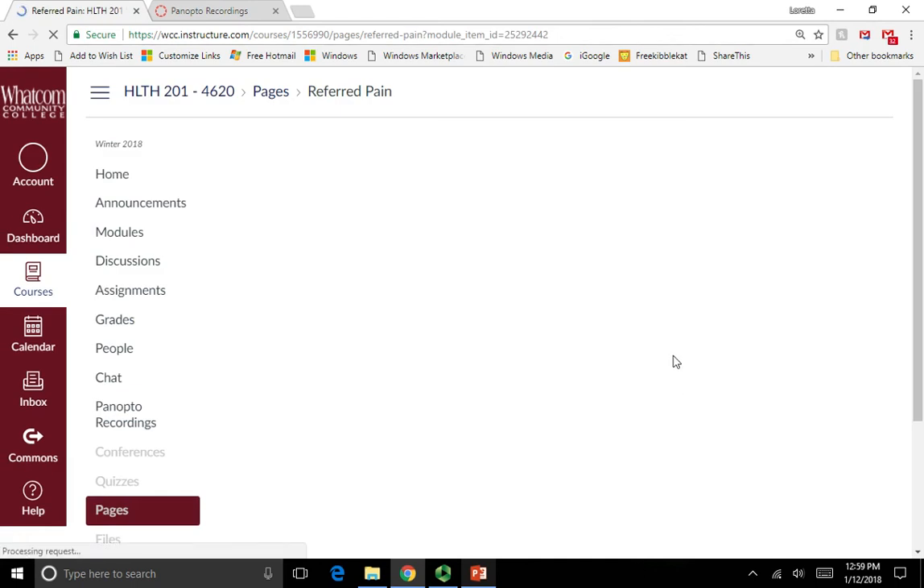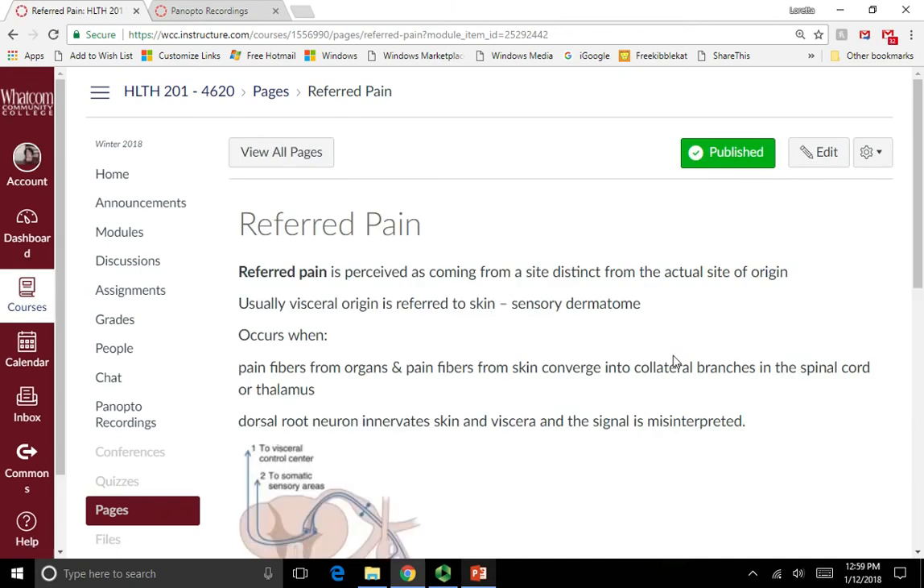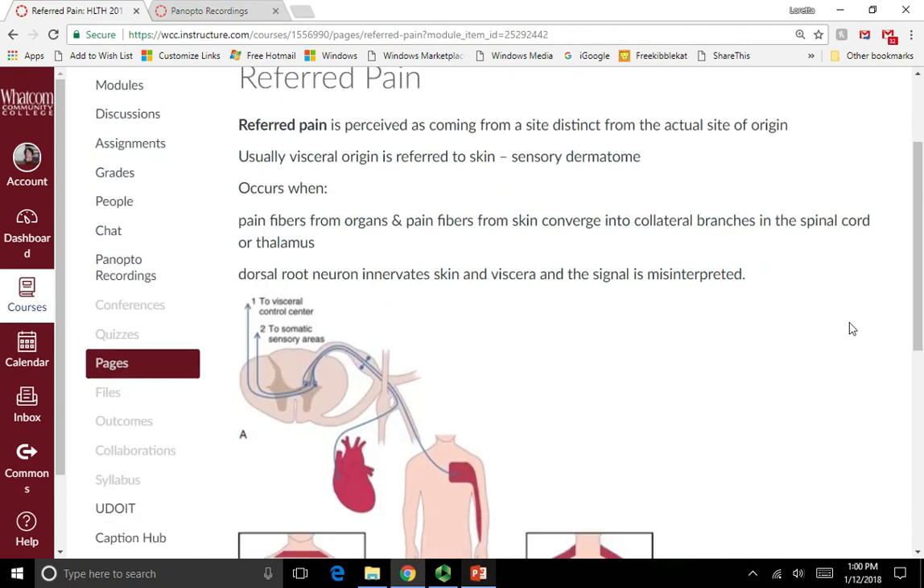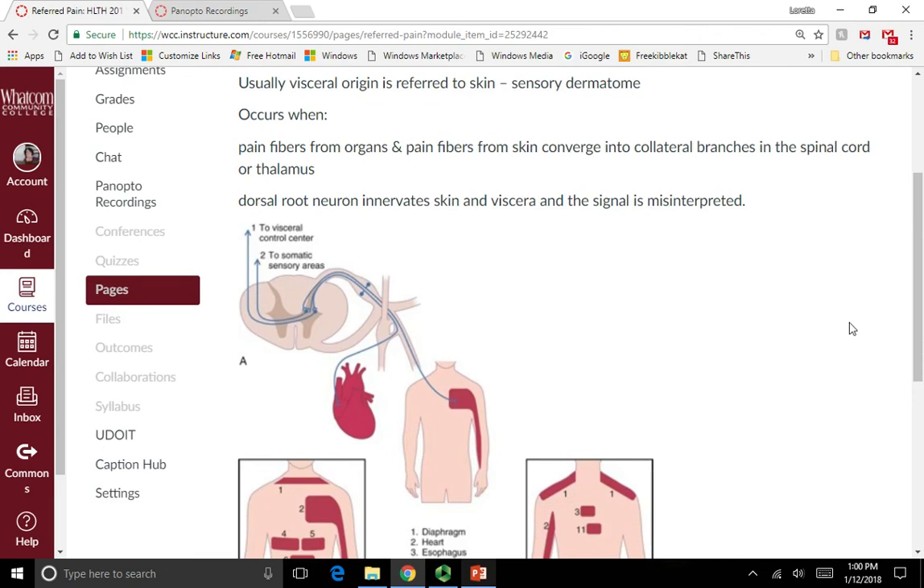So referred pain is pain that appears to come from an area where it didn't originate. So we perceive the pain as coming from a site that's distinct from the actual site of origin. Normally, referred pain is a visceral origin, and it's referred to the skin, the sensory dermatome. The theory of how it happens is that pain fibers from organs and pain fibers from skin converge into collateral branches in the spinal cord, and the dorsal root neuron innervates skin and viscera, and the signal is misinterpreted.